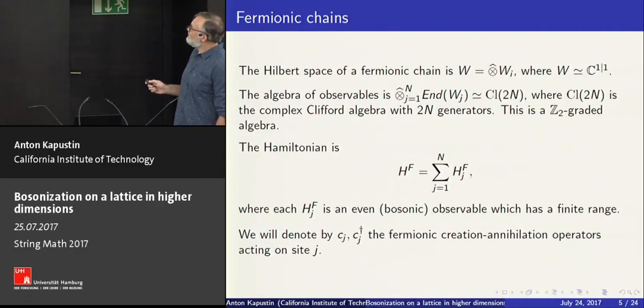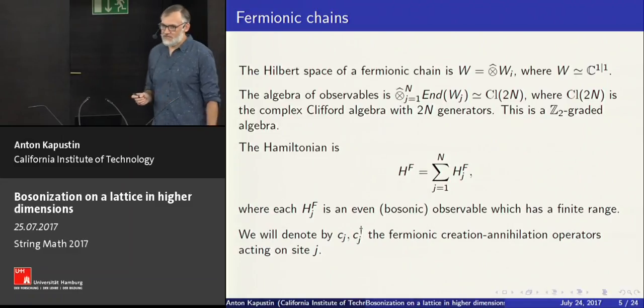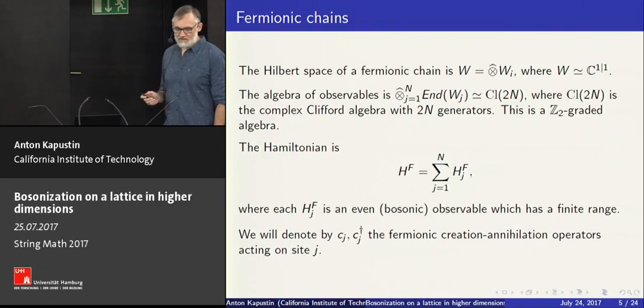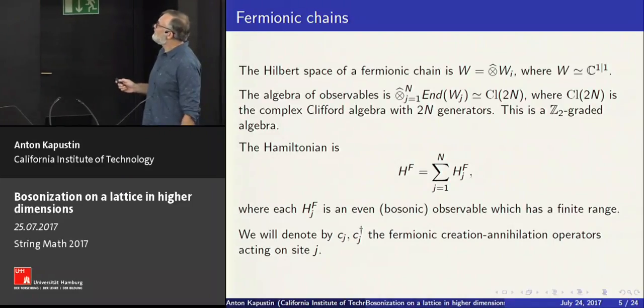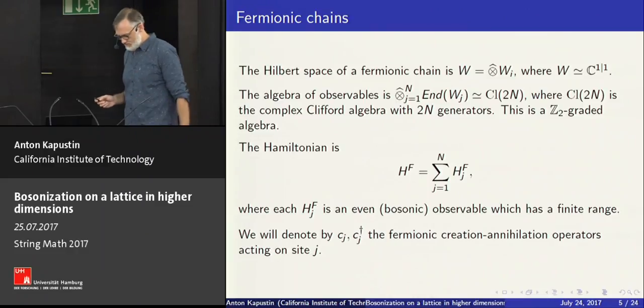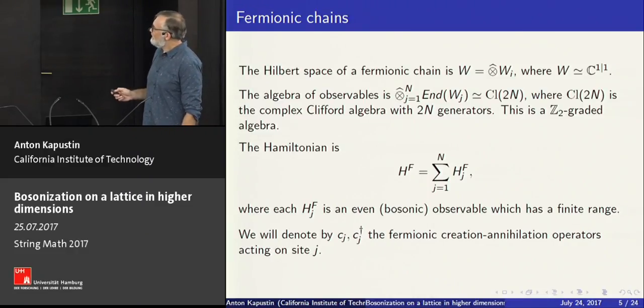So this algebra of observables is isomorphic simply to the Clifford algebra with 2n generators. So on every site, we have two odd generators. We have n sites, so 2n generators overall, and they anti-commute. So this is a Z2-graded algebra. And the Hamiltonian is just a sum of terms. Each of these is even, that is bosonic, and commutes with the grading operator. And we're going to assume that each term has finite range in the same sense.